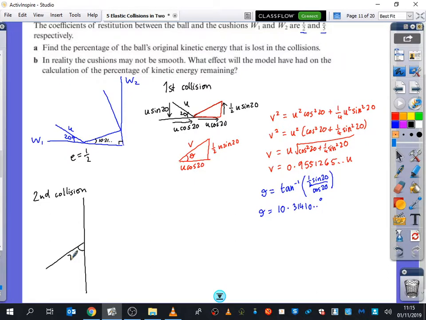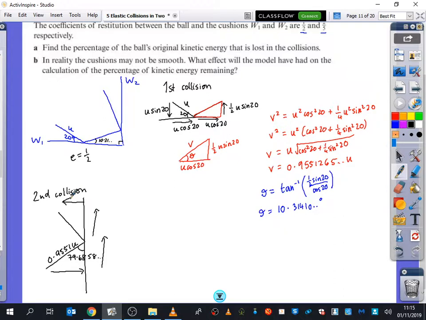So it's 79.6858, keeping that quite rounded. And we know that the speed that it's coming in at is 0.9551 u. So they just start getting a bit more complicated, and it's where we need to keep ourselves really organized with our diagrams. So we have this and this. When it bounces off, we're going to have this and this.